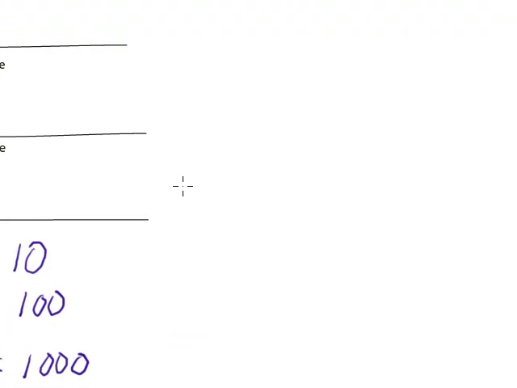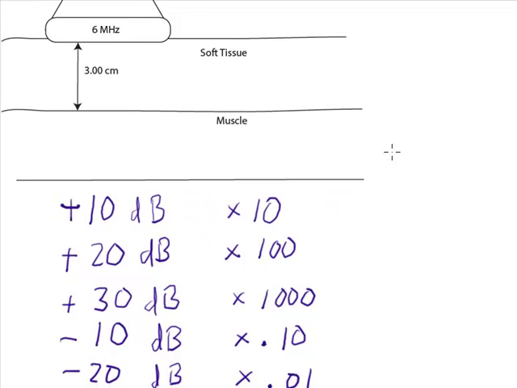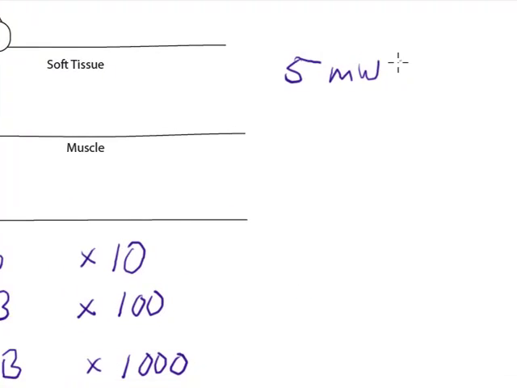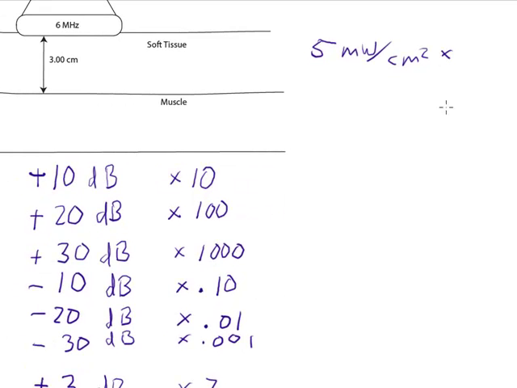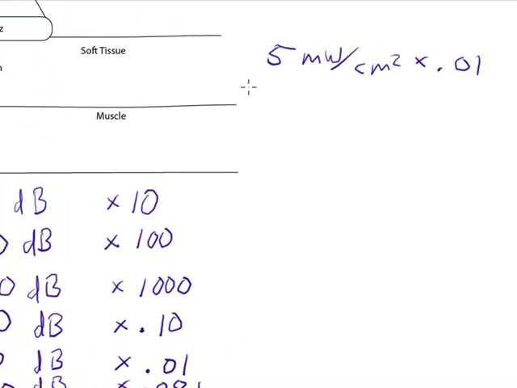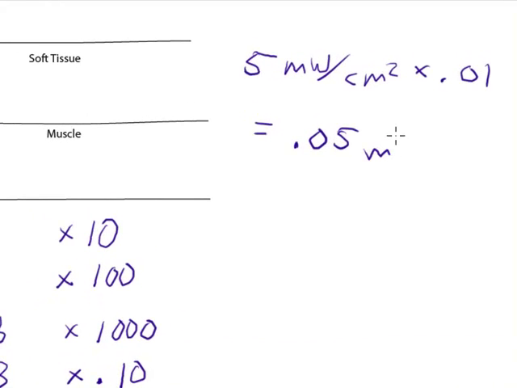Okay? So again, just a quick example to demonstrate this. Let's say I have an ultrasound with an intensity of 5 milliwatts per square centimeter, and I have a 20 decibel attenuation. Then I can just multiply that by 0.01, and so that's equal to 0.05 milliwatts per square centimeter.